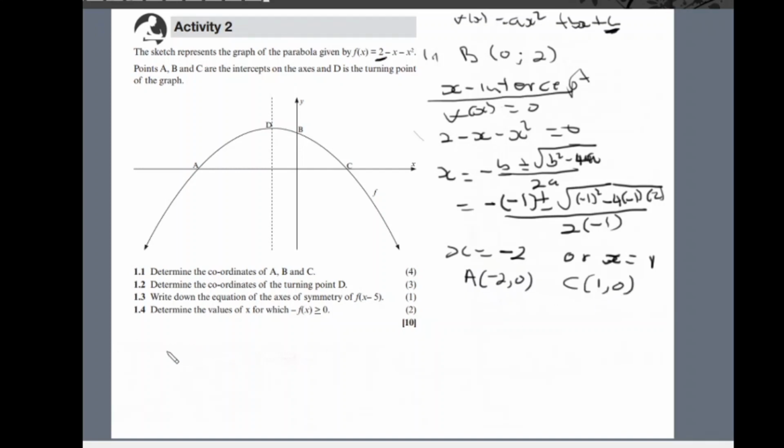Okay, and then 1.2: determine the coordinates of the turning point. So state the coordinates of the turning point.